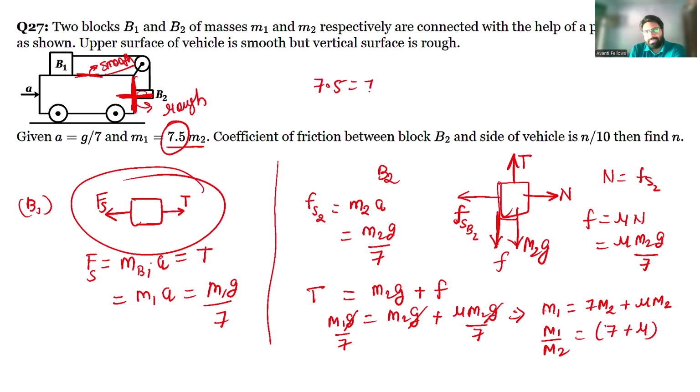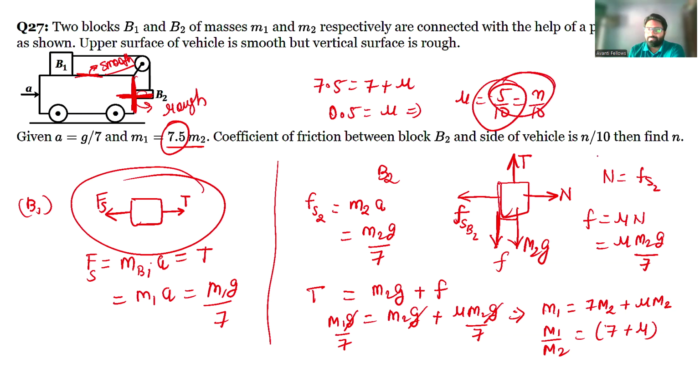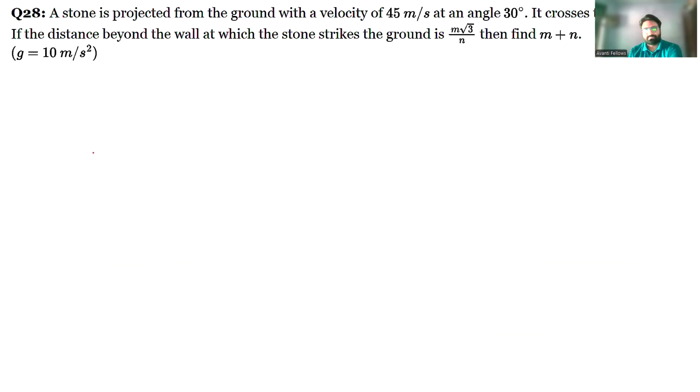So we can say that 7.5 is equals to 7 plus mu. So 0.5 is equals to mu. We can write that mu is equals to 5 by 10. So if you compare it with n by 10, the value of n is 5. So the value of n here is 5. Move on to the next one.